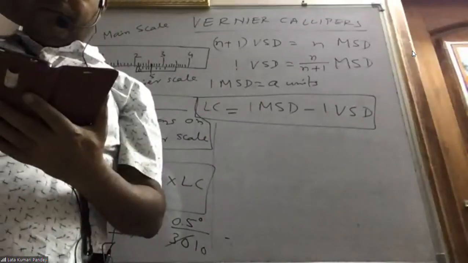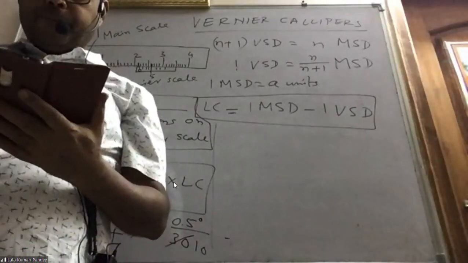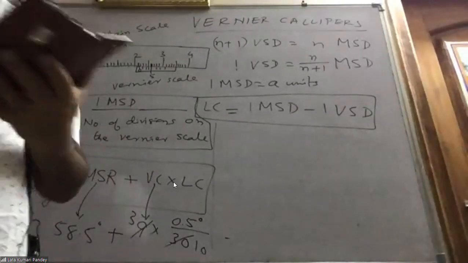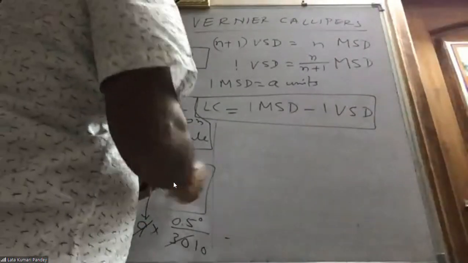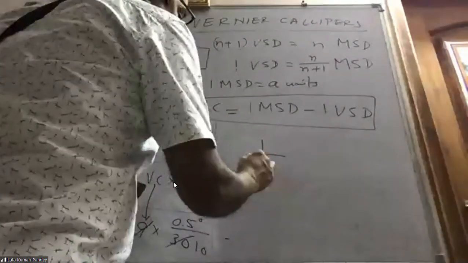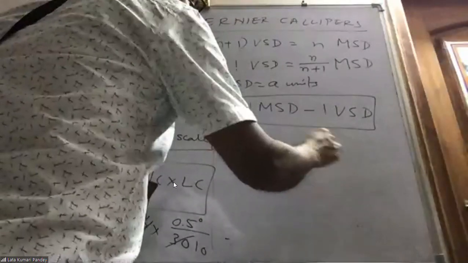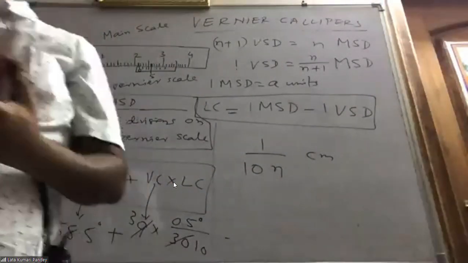0.1, no, minus sign will not be there. So the answer given is 1 by 10. Option given is in this structure, 1 by 10 n centimeter. That is the answer given.